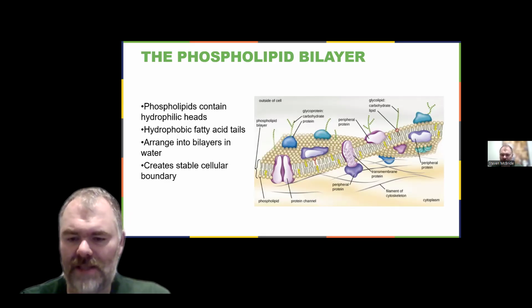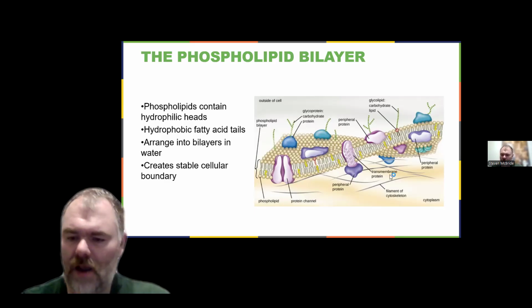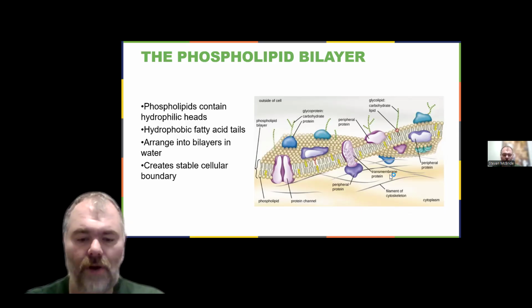If phospholipids are placed into water, they automatically organize themselves. The hydrophilic heads face outward toward the water, while the hydrophobic tails turn inward away from the water. As a result, phospholipids naturally form a bilayer, two layers arranged tail to tail. This bilayer creates a stable boundary between the inside of the cell and the outside environment. It is flexible enough to move and grow, but stable enough to keep the cell intact. And this structure is one of the most important features shared by all cellular life.